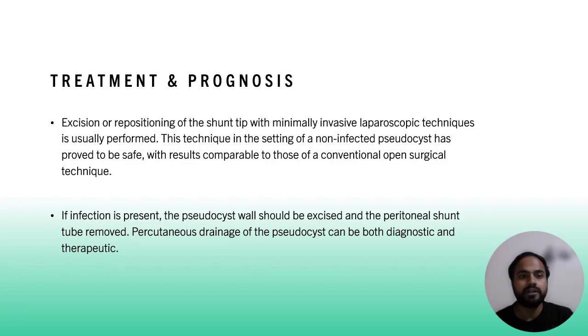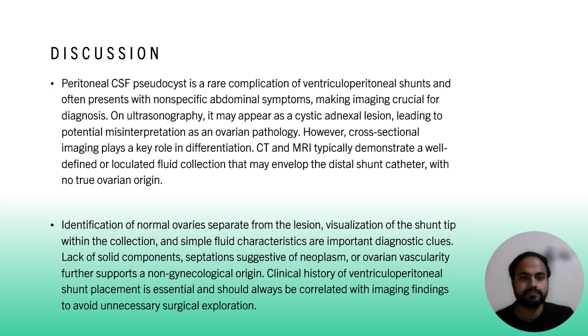Treatment and prognosis include excision and repositioning of the shunt tip with minimally invasive laparoscopic techniques. This technique in the setting of a non-infected pseudocyst has proven to be safe with results comparable to those of a conventional open surgical technique. If infection is present, the pseudocyst wall should be excised and the peritoneal shunt tube removed. Percutaneous drainage of the pseudocyst can be done for diagnostic purposes.